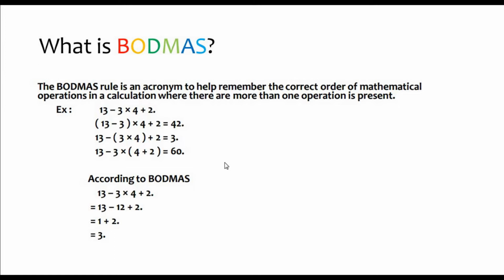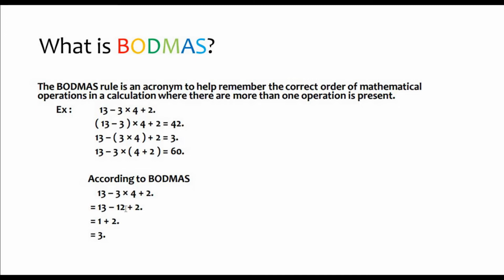So to avoid this confusion, mathematics has stated a standard rule to be followed when doing these operations. Now let's compare it by following the rule of BODMAS. So as you can see, 13 minus 3 multiplied by 4 plus 2. Among these operations, according to BODMAS, multiplication has the highest priority. Therefore, we need to do that first. So 3 multiplied by 4 is 12.